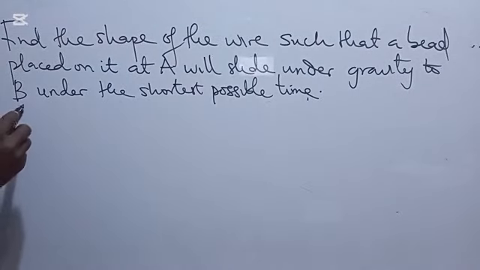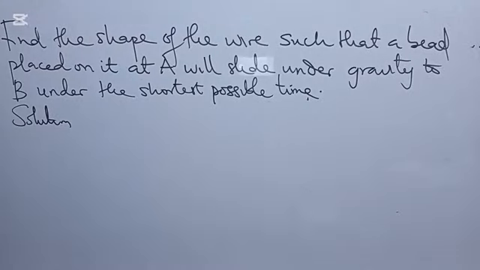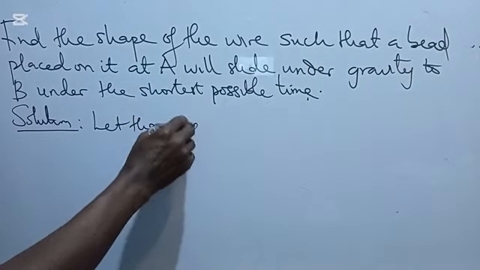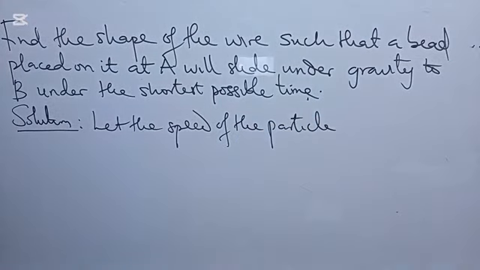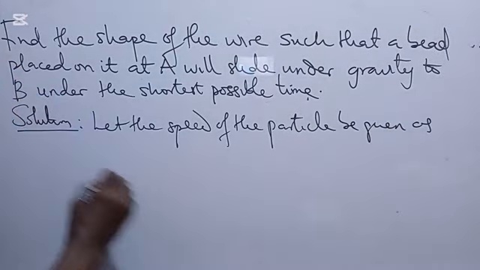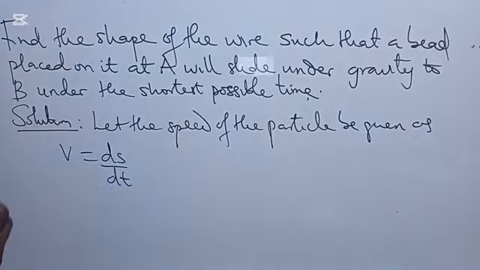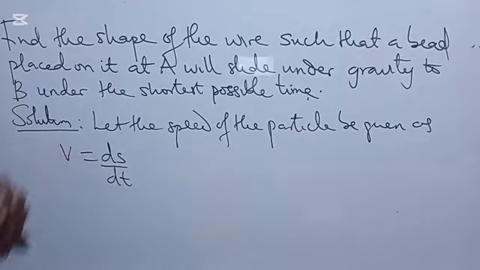First of all, we need to find the speed of the particle. Let the speed of the particle be given as v equals s over t. Why? Because since a particle is moving under gravity, it will require time and it requires speed. So now the velocity of the particle is the distance over time.